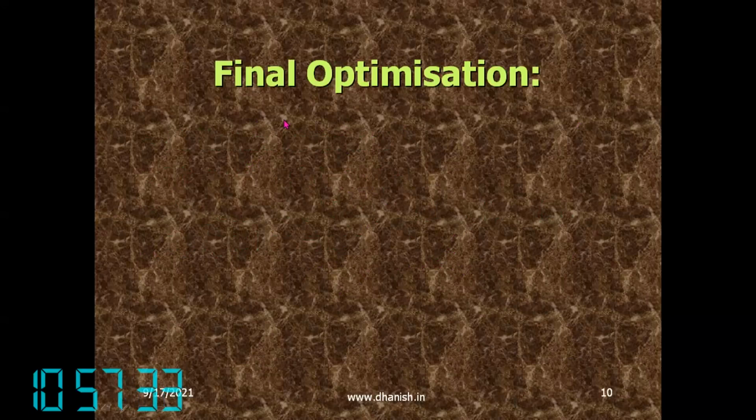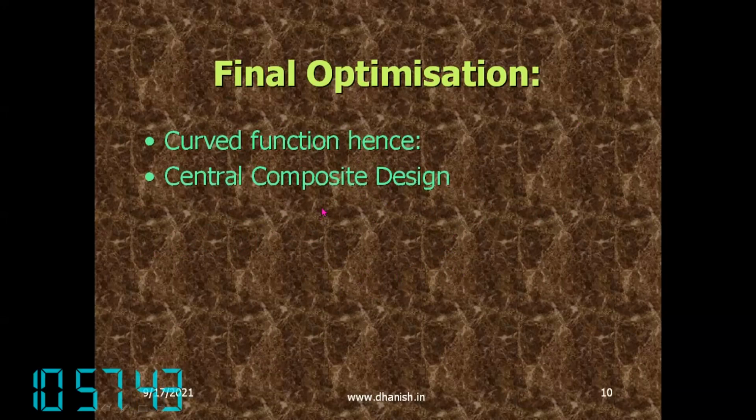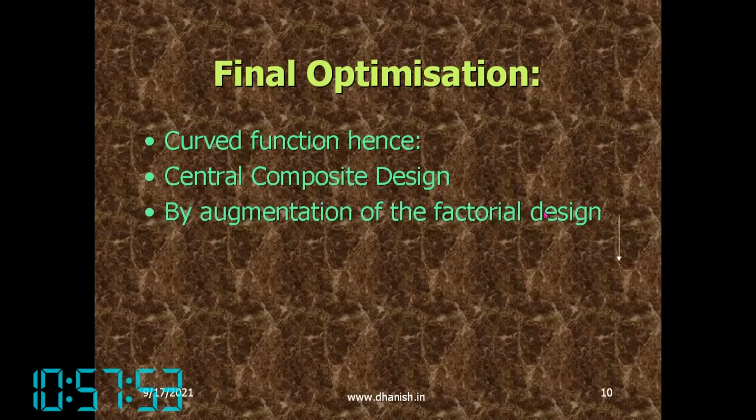So now we go to the third stage, final optimization, curve function. Since there is nonlinearity, we have to go for a curve function. So the type of design recommended is the central composite design. So this is in addition to the full factorial design and center points. So that's why this is advantageous, that we can augment the factorial design and get a central composite design.